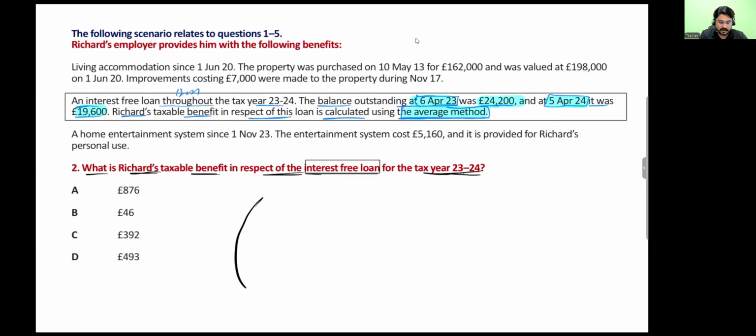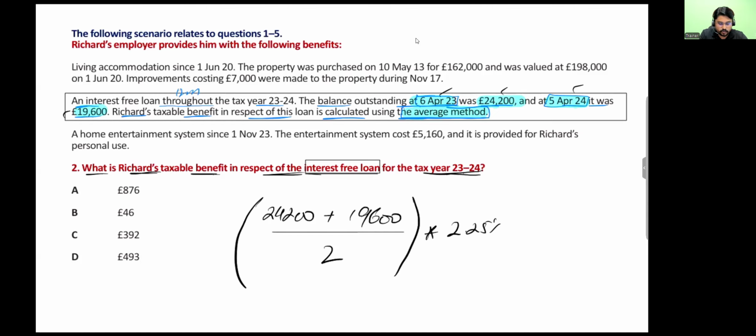So under average method, what we do is that we consider the opening loan liability and the closing loan liability. Loan liability at the start of the fiscal year and the loan liability at the end of the fiscal year, and we divide it by 2, multiplying with the official rate of interest, that is 2.25%. And due to this fact, 12 months are involved. We are taking 12 months time period, and 493 is calculated as a loan benefit under average method, and correct option is D. Majority students perform this question correctly. Congrats.